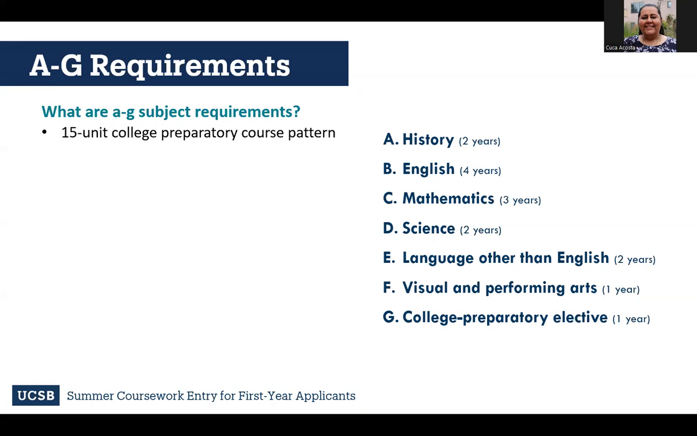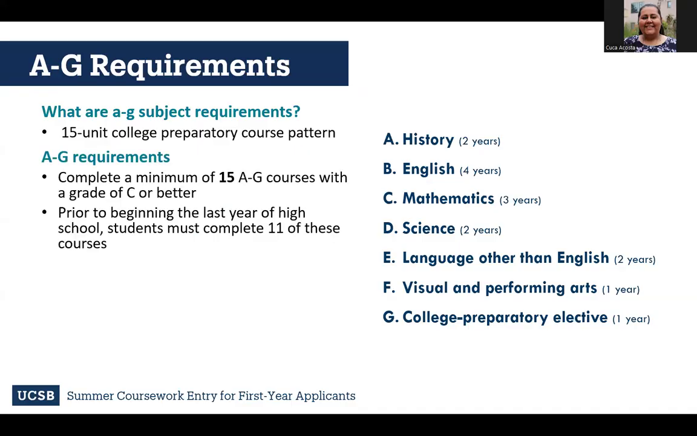We are going to recommend 4 years for students, again, to add value to their application because of the competitiveness of UC admission. Very similar to science, 2 years required, 3 years recommended, and language other than English, 2 years required, 3 years would be recommended.